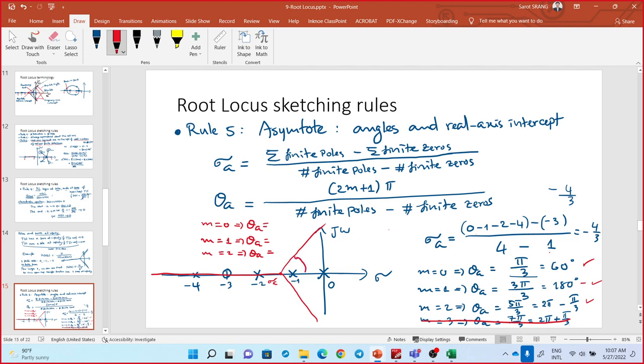So this is pi over 3, and this is pi, and this is 2 pi minus pi over 3. So there are 3 zeros at infinity. This one and this one go to infinity.